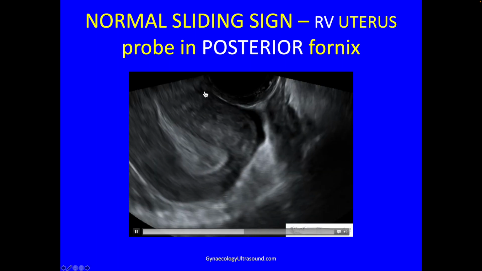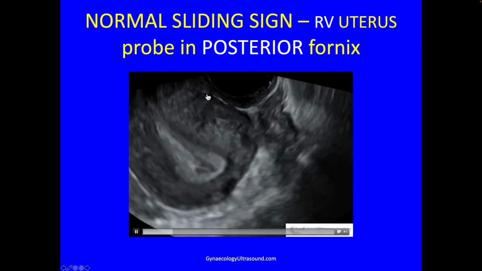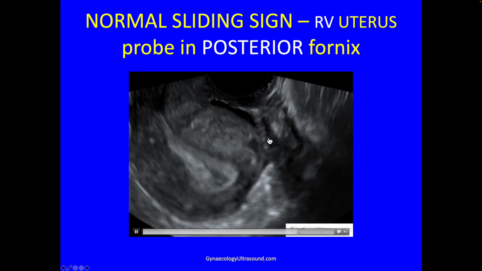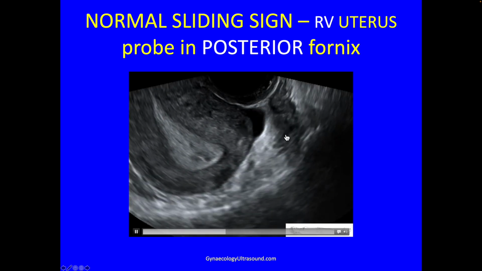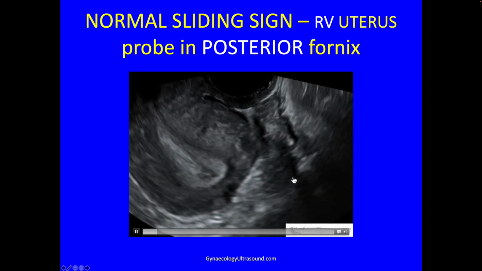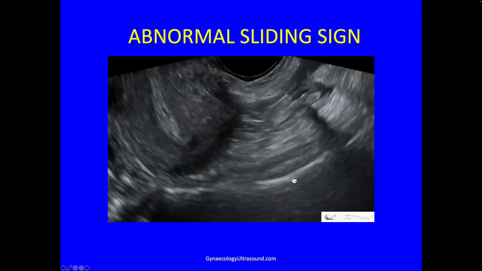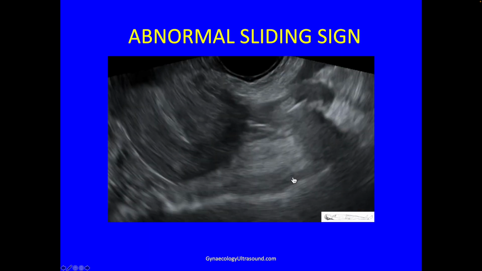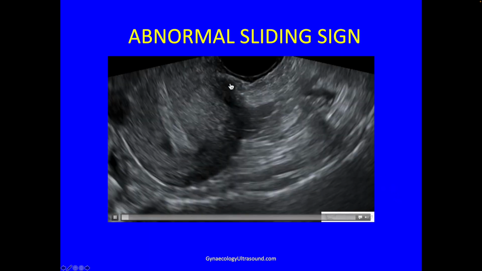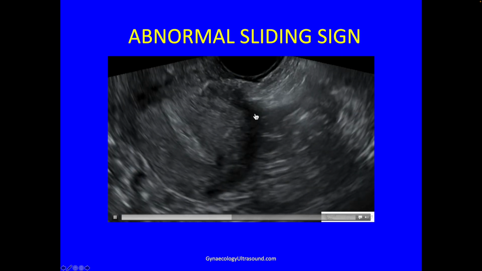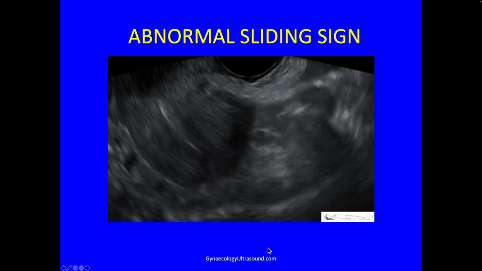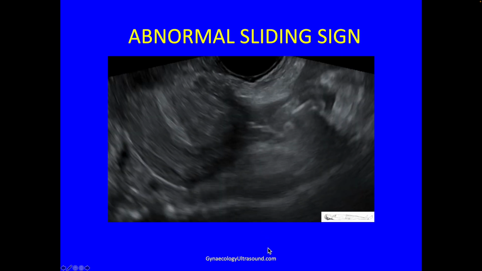Again, we've got the torus at the back there. We've got a lovely normal peritoneal reflection, a little bit of free fluid, and that bowel is moving freely against the posterior uterine wall. So normal sliding sign. Here though, in this retroverted uterus, patient's feet are here, you can see that there's dense adhesions all across the back of the uterus, and this is an abnormal sliding sign.